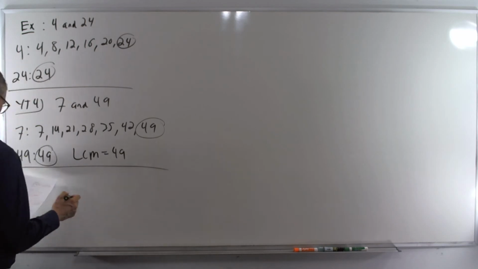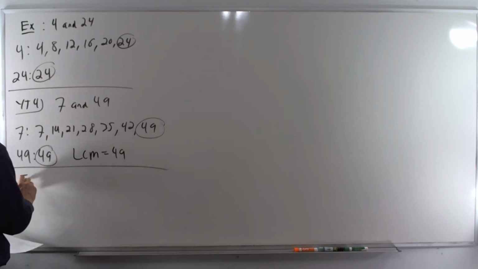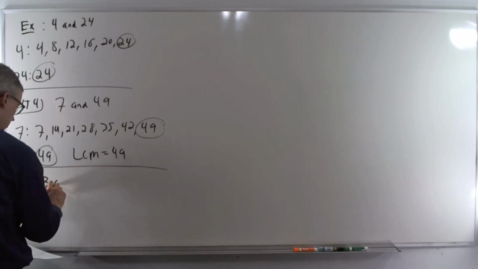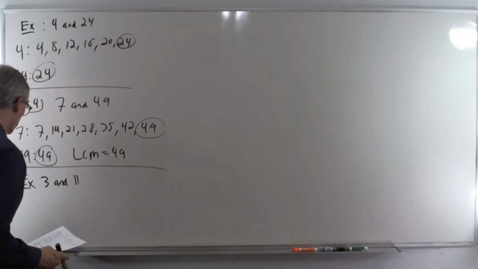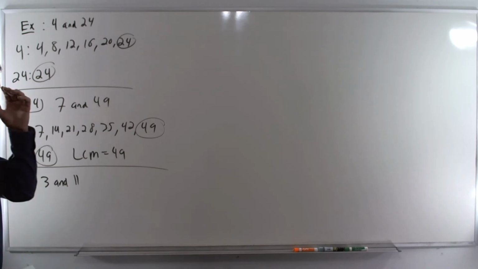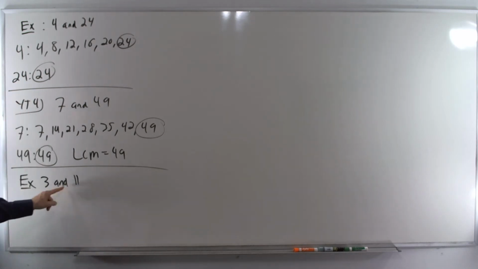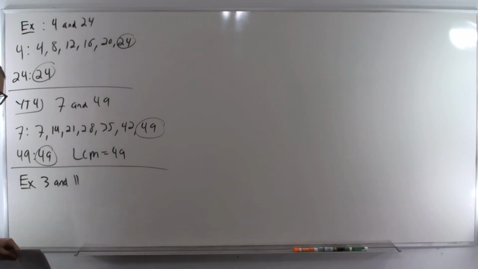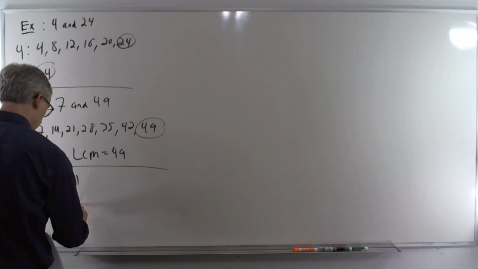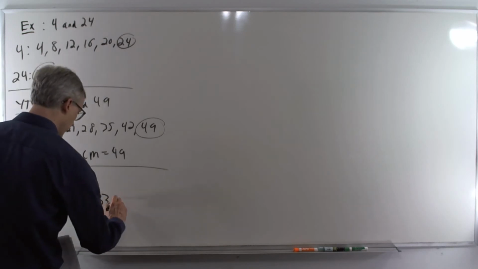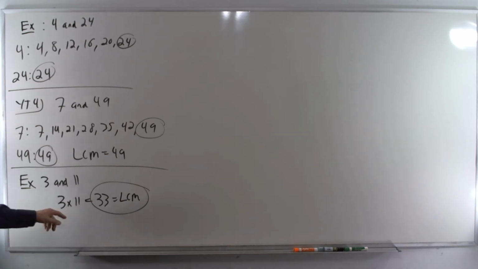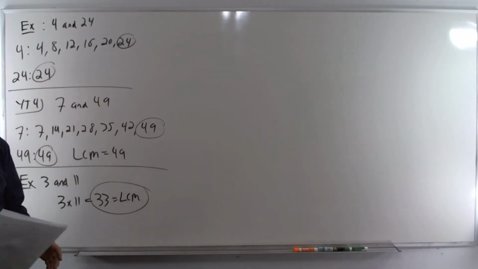All right, now next example, another special case here, and this is a big time saver. This is one of the reasons it's important to be able to recognize prime numbers. If we get 2 prime numbers, the least common multiple is automatically going to be their product. So just multiply them together. Since 3 and 11 are prime, multiply them together to get 33. The LCM is 33.